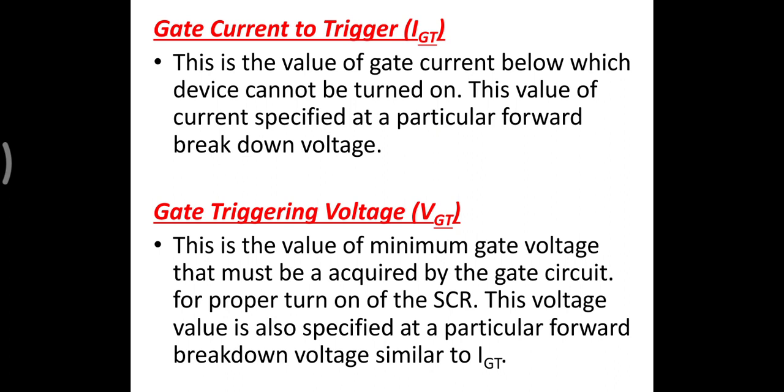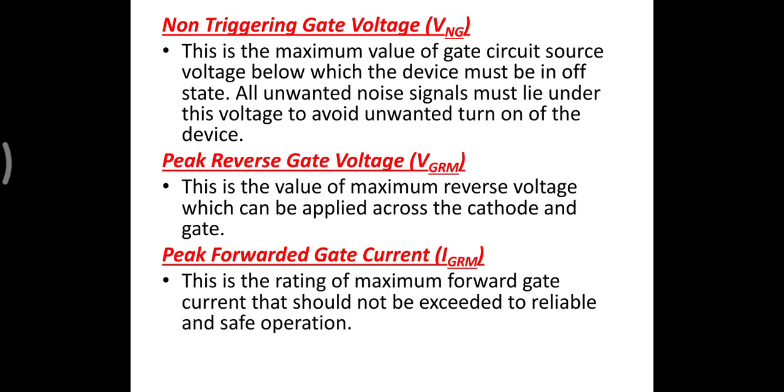So this is also like the previous one. Previously it explained the current, that means the minimum current required to turn on or trigger the SCR. Here it explains the minimum voltage required for the SCR to turn on. This value is also specified at a particular forward breakdown voltage.